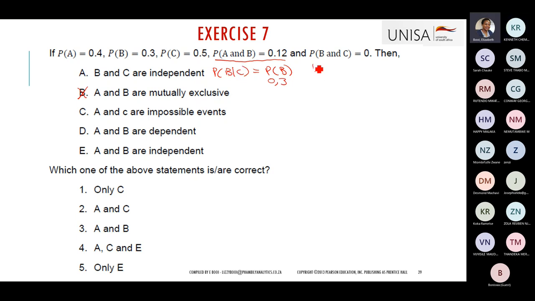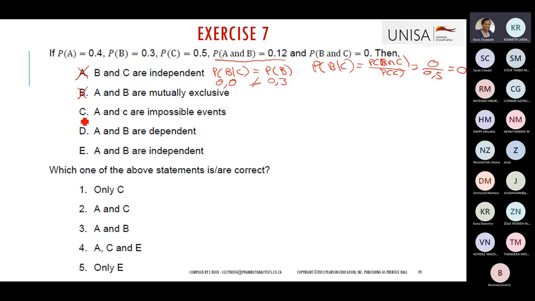So let's test that. The probability of B given C can be given by the probability of B and C divided by the probability of C. What is the probability of B and C? Yes, it's zero. Divided by the probability of C, which is 0.5, which therefore equals zero. Therefore, this side is 0.0. Are they equal? No, they are not. So, are events B and C independent? No, they are not.